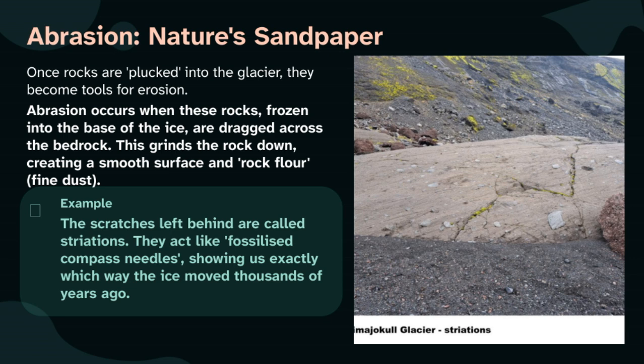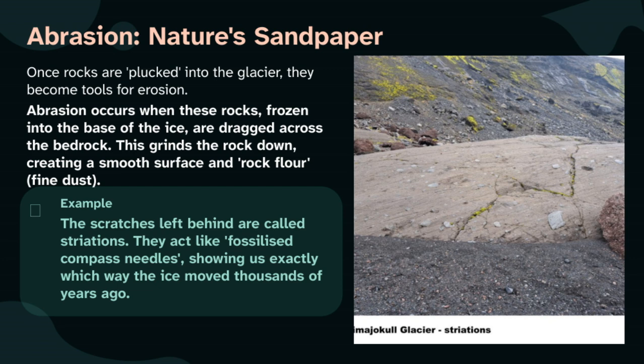Abrasion is when rocks frozen into the base or sides of the glacier are dragged across the bedrock. These rocks scrape, scratch, and grind the surface below. This is why abrasion is sometimes called the glacier's sandpapering effect. The glacier itself is powerful, but the pieces of rock inside it make it far more effective at erosion.